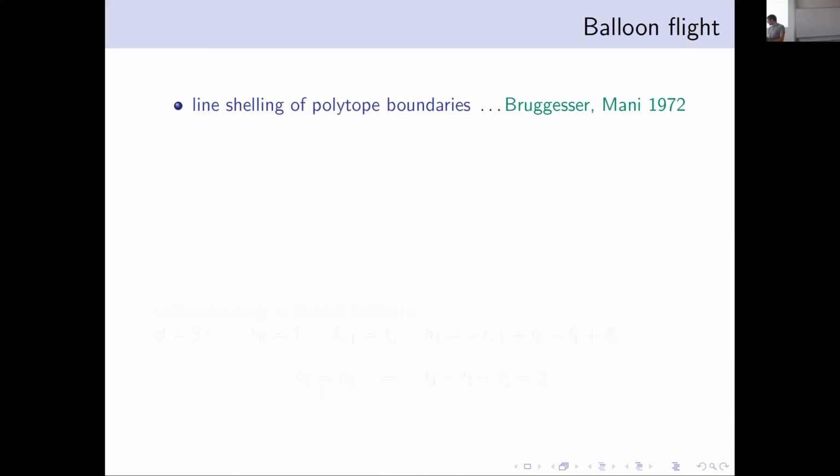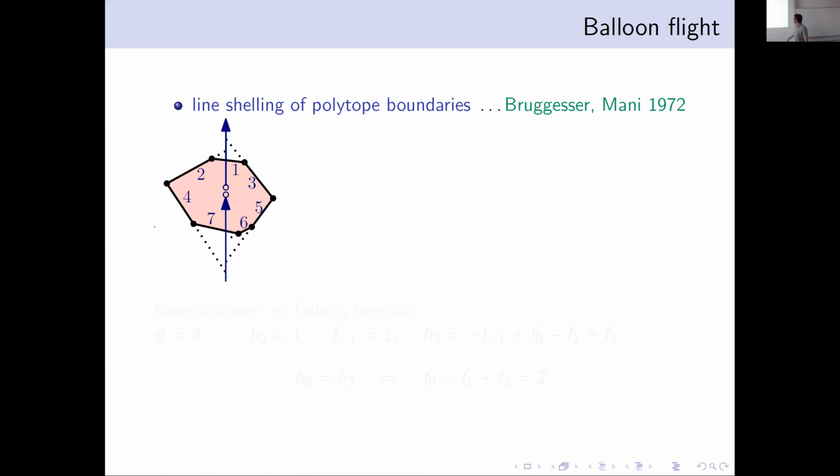But okay, now back to the story of simplicial polytopes. In 1972, Bruggesser and Mani finally proved, that's 120 years after the original Schläfli proof, that the boundaries of polytopes are always shellable. And they called their proof a balloon flight. Basically, you take your polytope, you sit in one of the faces, in a balloon, and then you just go up and look at the faces which you see, and if a new face appears, you add it, you glue it to your things.